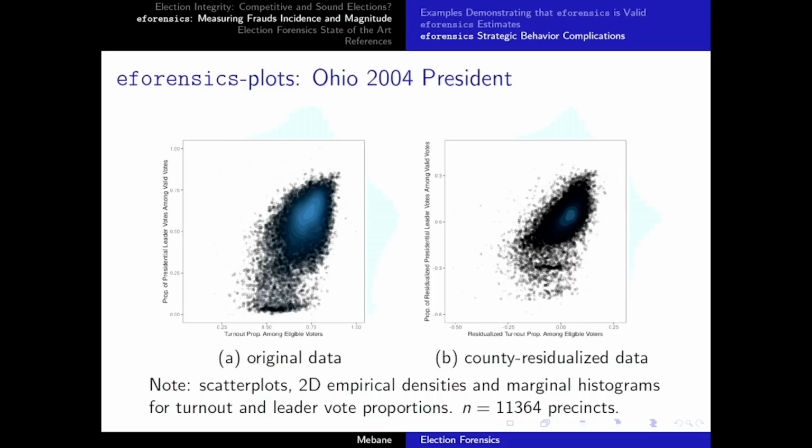Here's data from Ohio 2004, which I worked on for the Democratic National Committee, so I have a lot of these data because of my work for that. Here you can see the original data, and here are data where I've taken out fixed effects for each county. They don't look all that different in this case, and there aren't really fingerprints of fraud in this Ohio data, but still we can estimate e-forensics.